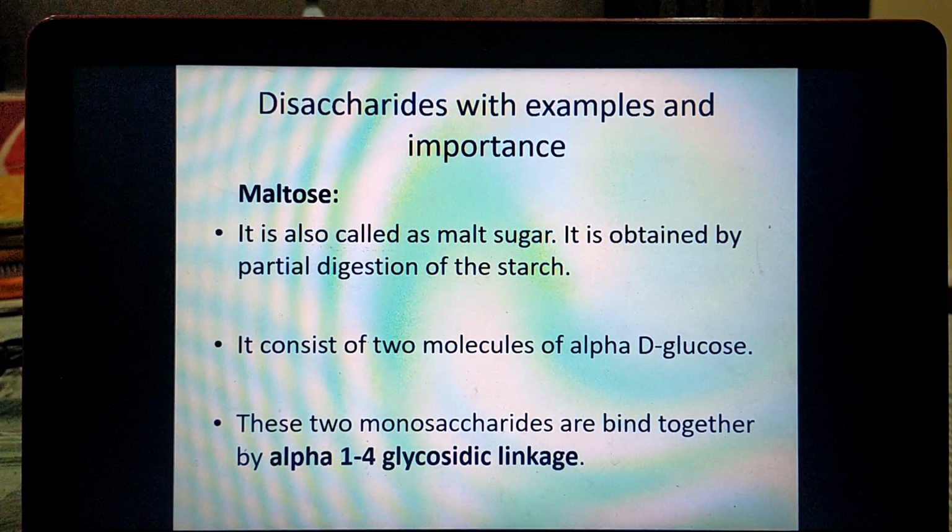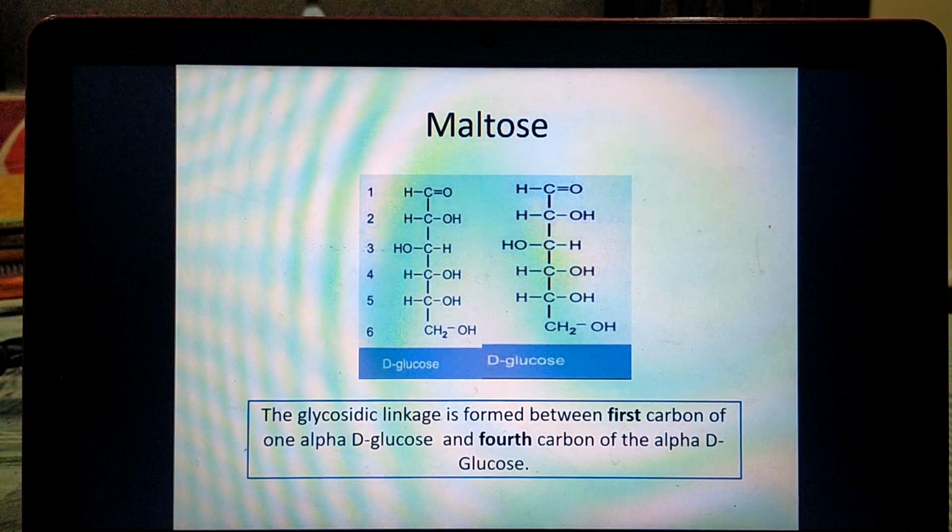Next is maltose. It is also called malt sugar. It is obtained by partial digestion of starch. It consists of two molecules of alpha D glucose, and the linkage present between these two monosaccharides is called an alpha 1,4 glycosidic linkage. So these are the two molecules of glucose. Again here an alpha 1,4 glycosidic linkage is formed between two glucose molecules. The first carbon atom, which is the functional group of one glucose, combines with the fourth carbon atom of another glucose, hence one functional group is free.